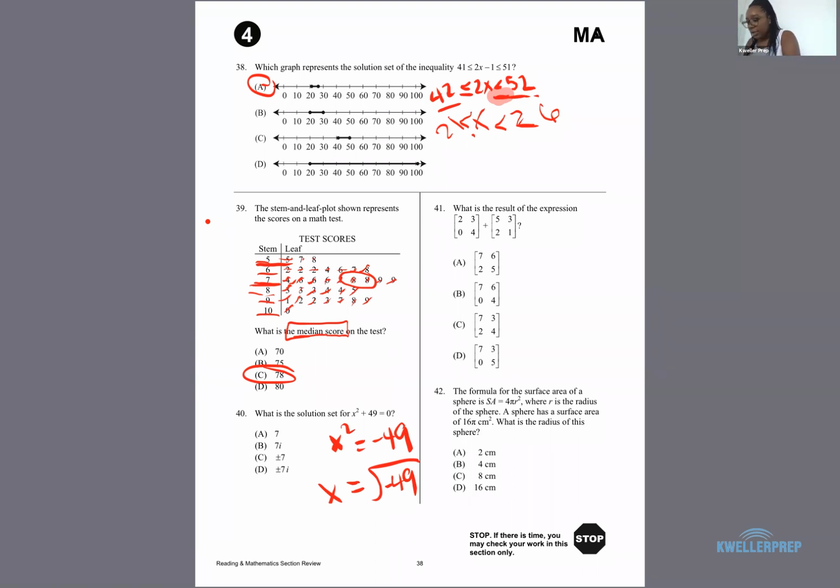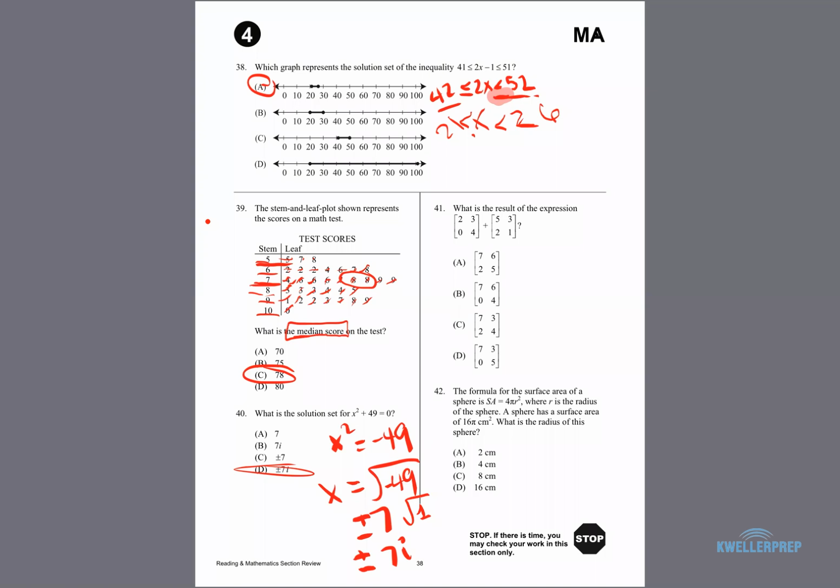But you can take the square root of the 49. So the square root of 49 is plus or minus 7. And you still have, however, times the square root of negative 1. Now we know that the square root of negative 1 is i. So it becomes plus or minus 7i, which is D. You guys got it? Yes? No?